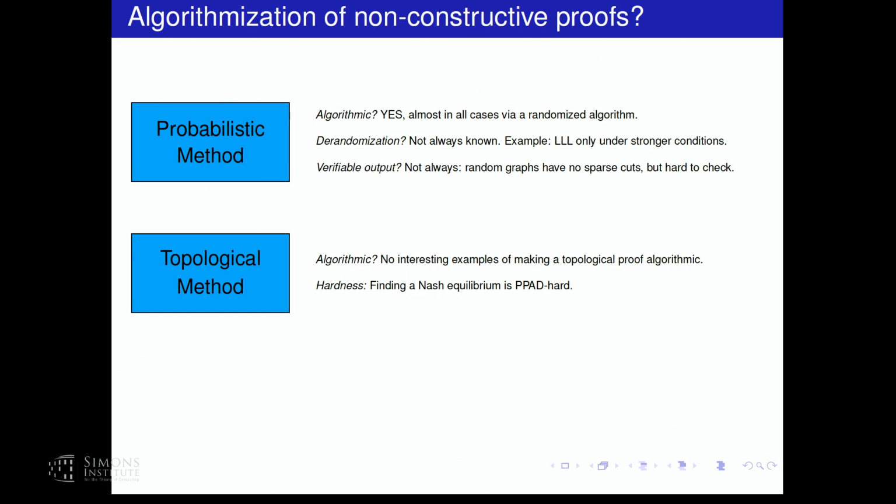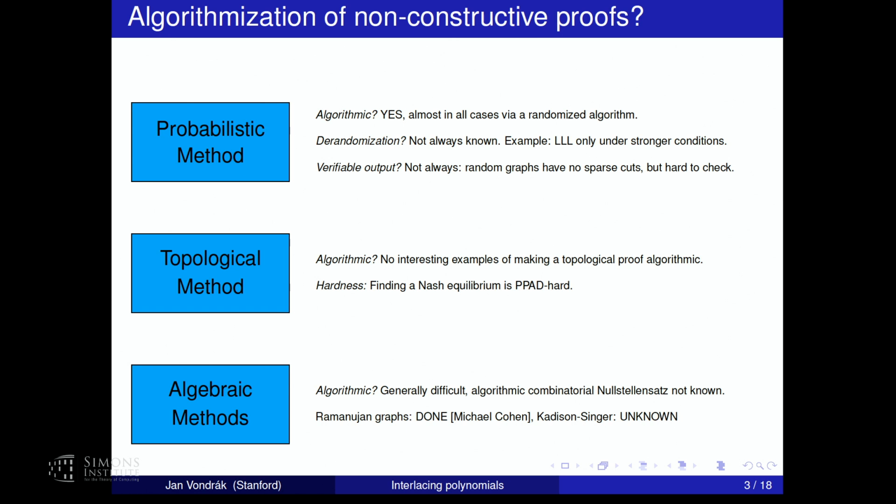The topological method seems generally difficult to make algorithmic. One famous example is, again, the Nash equilibrium problem, where we have a proof of hardness. In some technical sense, it is hard to find a Nash equilibrium. Although it always exists, it is PPAD-hard to find it. And now even in some approximate sense, it's hard to find it. So topological methods generally seem non-algorithmic.